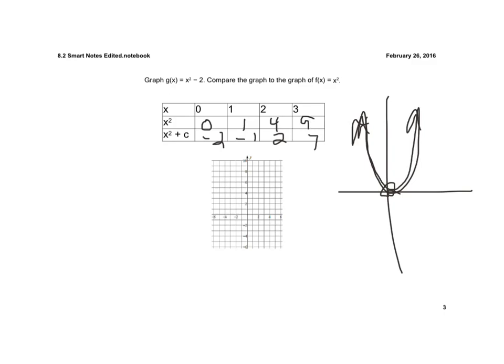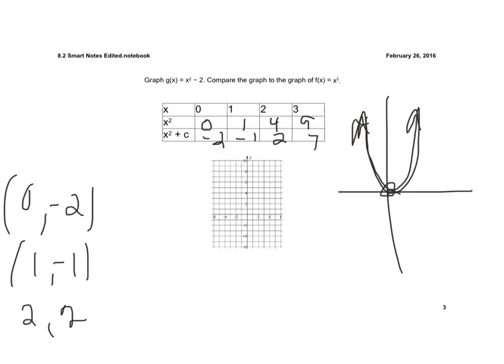Now my ordered pairs are (0, -2), (1, -1), (2, 2), and (3, 7). So if we graph these ordered pairs, I have (0, -2), (1, -1), (2, 2), and (3, 7).